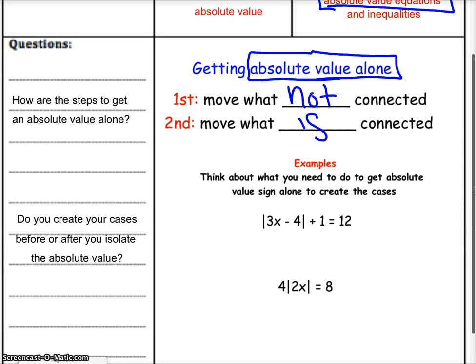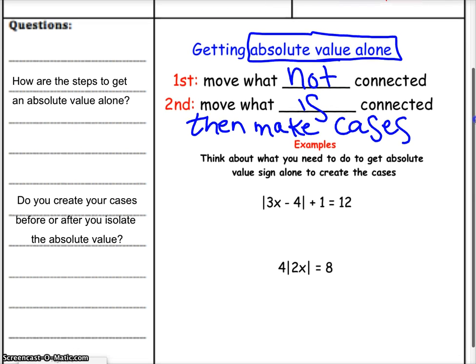So, again, let me just reiterate for the 1000th time. You cannot make your cases until your absolute value sign is alone. In order to get it alone, you move what's not connected to it first, and then move what is. Then cases. And then maybe you want to write, then make cases. What a lot of 8th graders do is they make their cases right away. Write it down. You can't make your cases until your absolute value sign is alone.